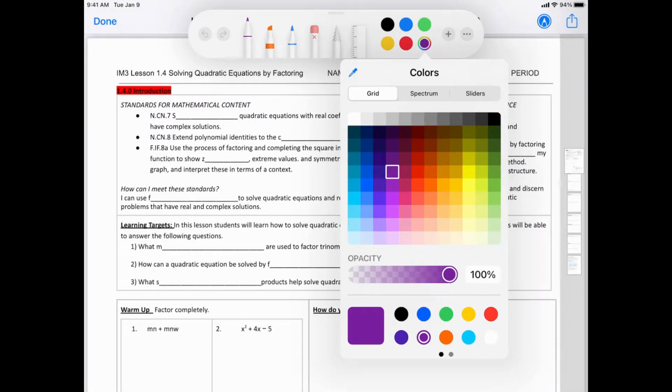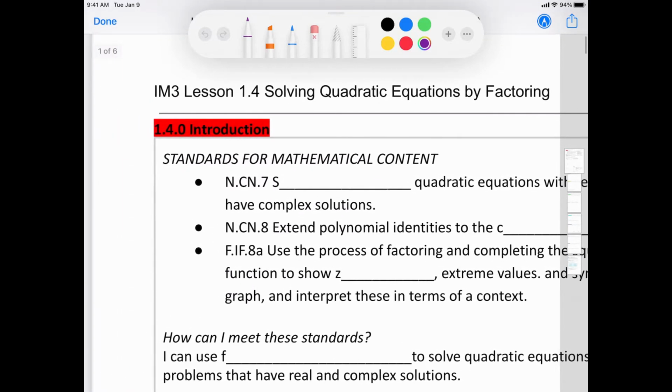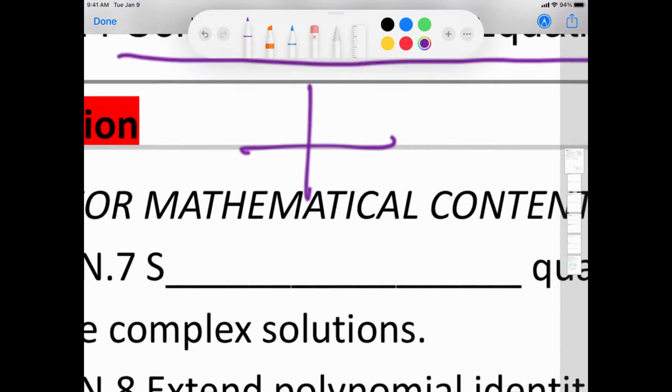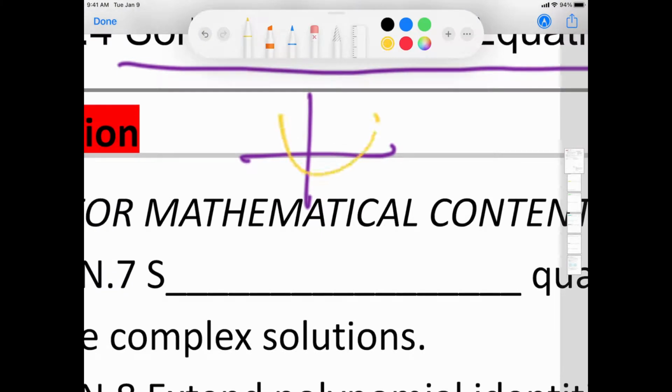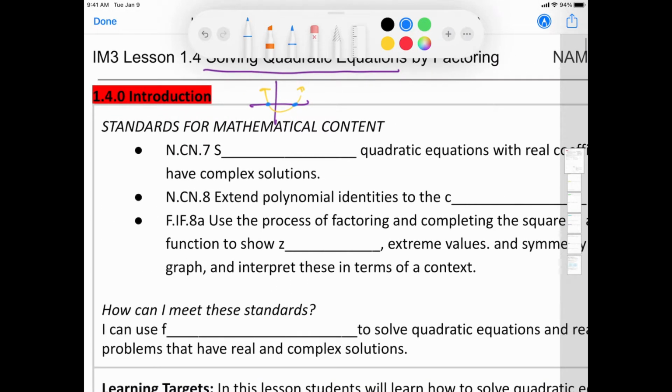Hey math lovers, let's go over lesson 1.4, solving quadratic equations by factoring. Just to give you an idea, remember, solving quadratic equations, a quick picture on the coordinate plane. We're trying to basically just solve for these two blue dots. That's what solving means, right? We're solving for the roots, x-intercepts, the solutions. And we're going to do this specifically by a method called factoring.